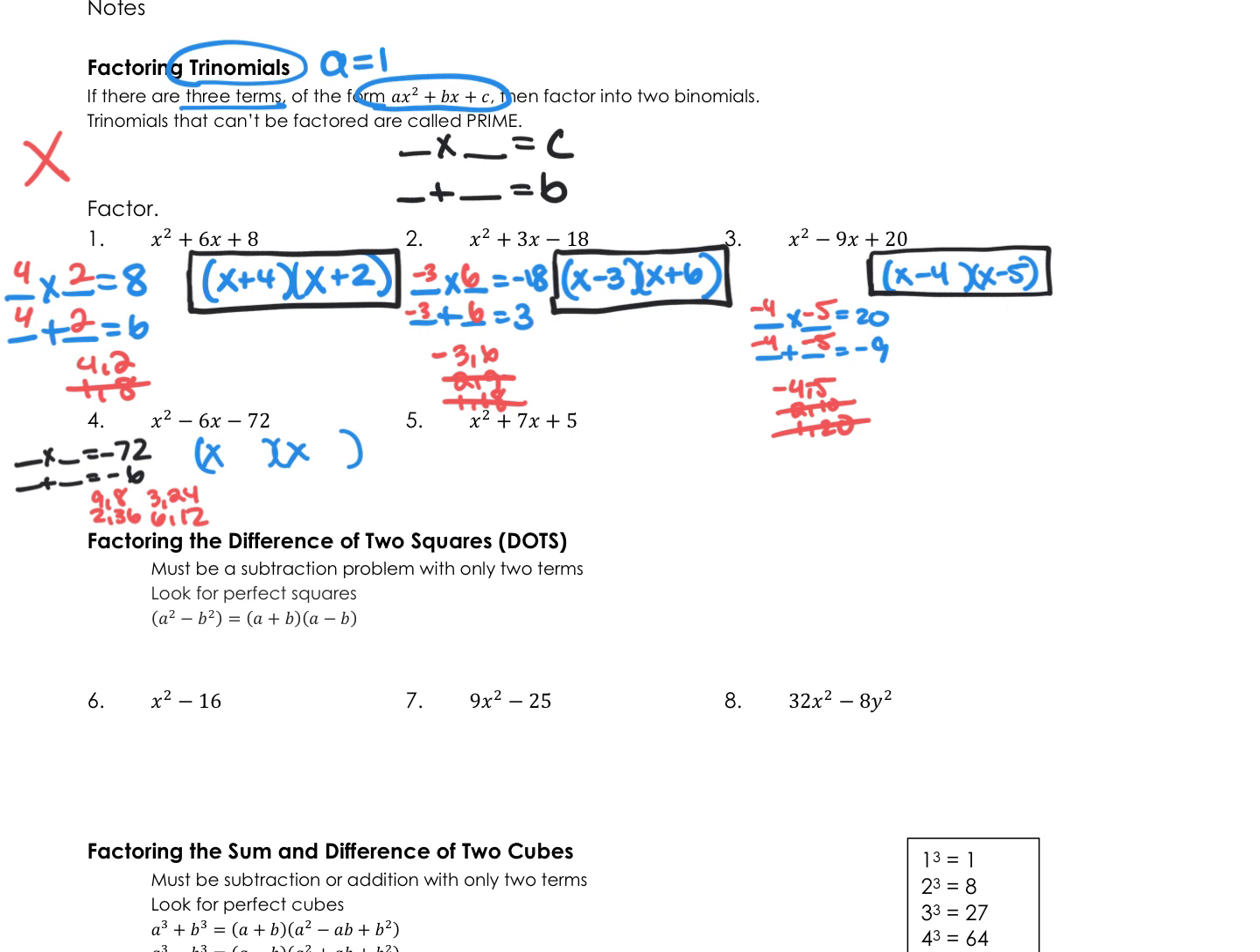Now, we're multiplying together to get a negative. So if we're multiplying together to get a negative, how many of those numbers are going to be negative?